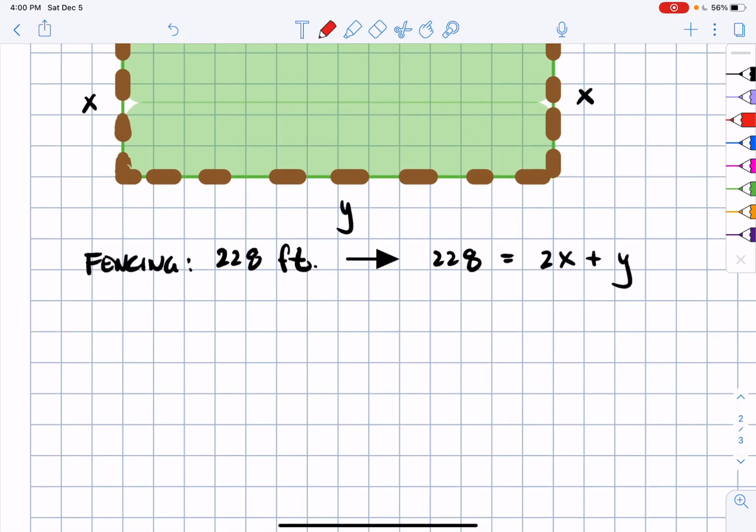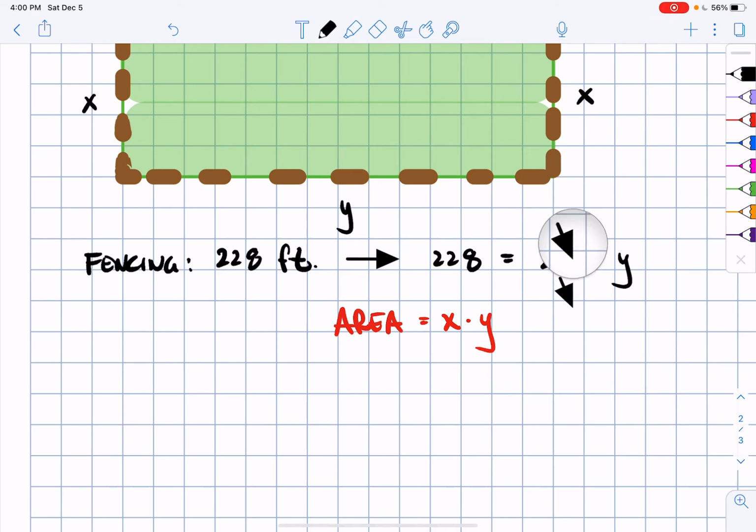My area, however, since I labeled it this way, is going to be x times y. So what I want to do is replace either the x or the y, but since the y is by itself, I'm going to take this equation and solve for y. So y is equal to negative 2x plus 228. I subtract 2x to the other side, and I'm going to replace the y here with this y.